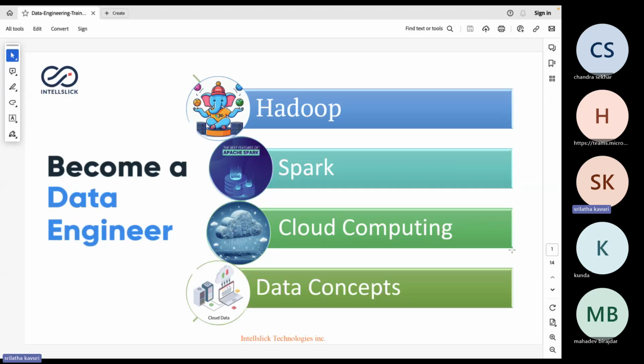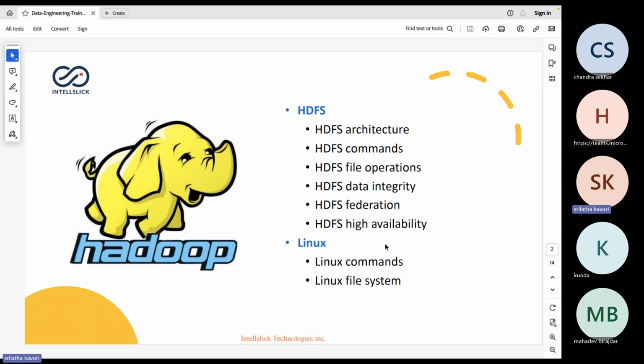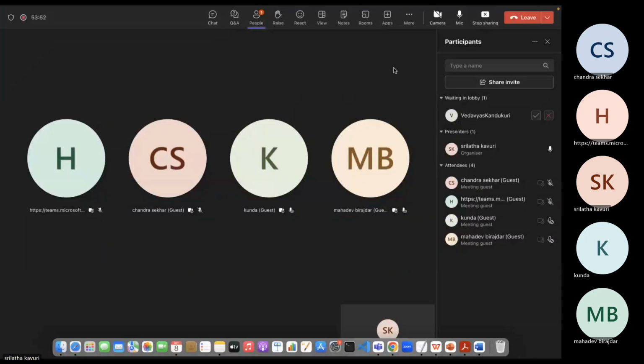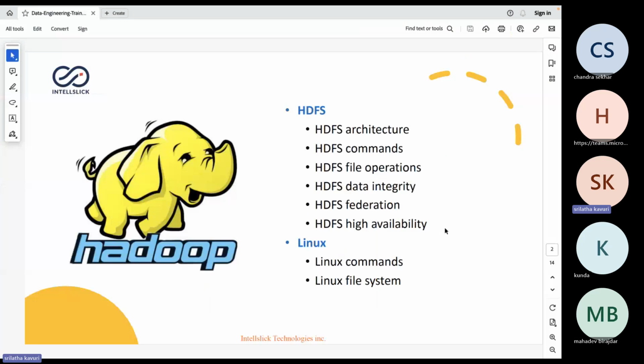So now we are getting into the content of the program. It's Hadoop, Spark, cloud computing, and data concepts, which will be the major sections within our program. Under Hadoop, as discussed, we'll discuss storage with HDFS. To work with HDFS, we need a little bit of Linux, which you will be learning as part of the program.